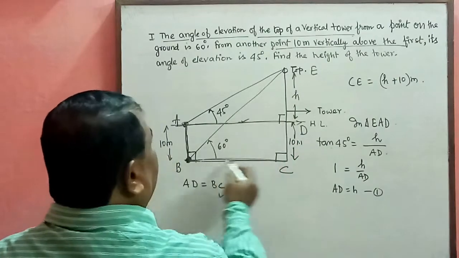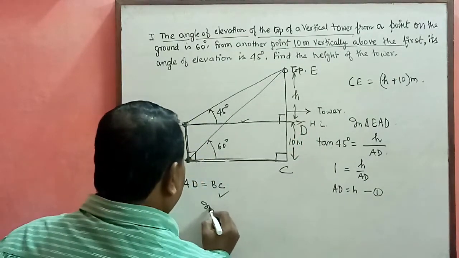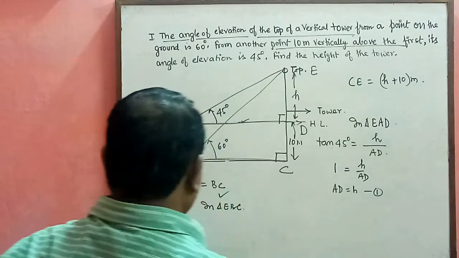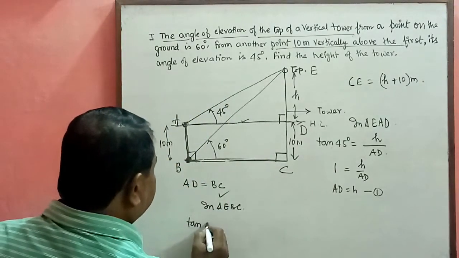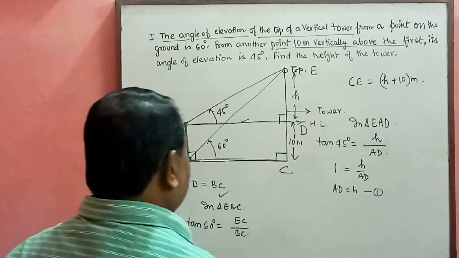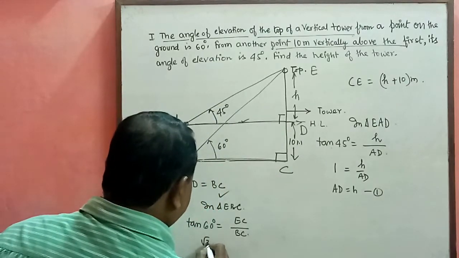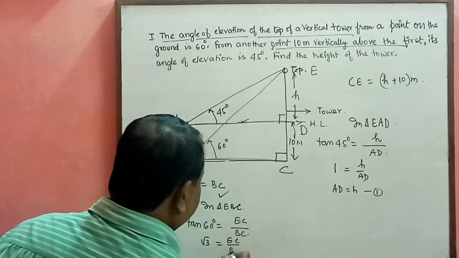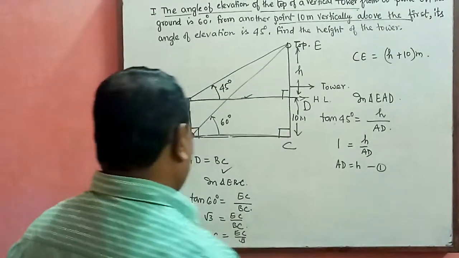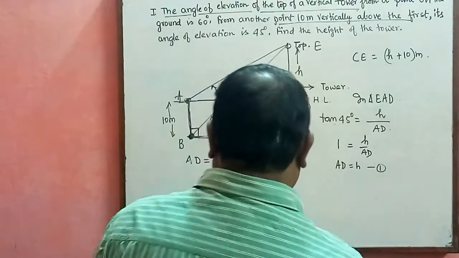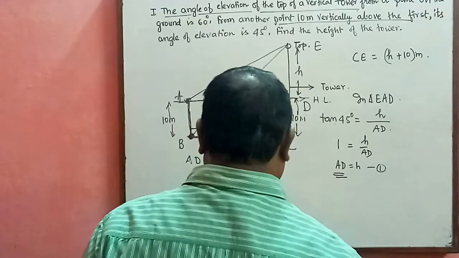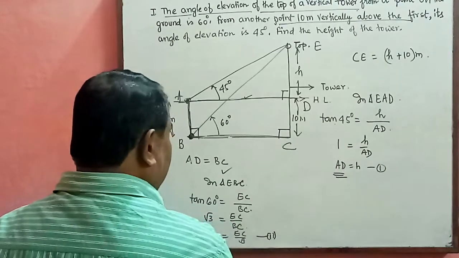Now I will consider this triangle EBC. In triangle EBC, again we are using trigonometry. Tan 60 degree is equal to EC upon BC. Now tan 60 is root 3, EC upon BC. So BC is equal to EC upon root 3. We know BC and AD are equal. This is 2. Since AD and BC are equal, therefore AD and BC are equal.